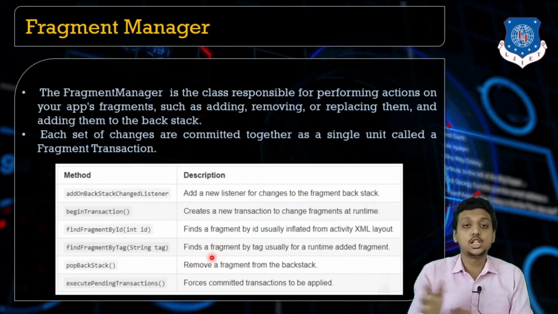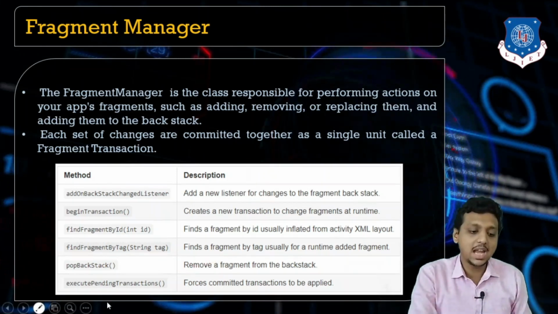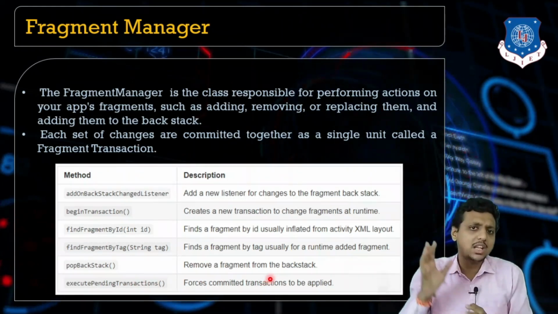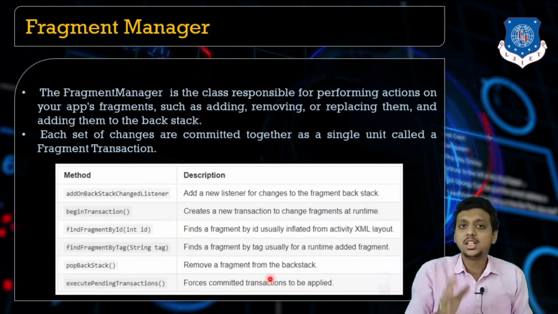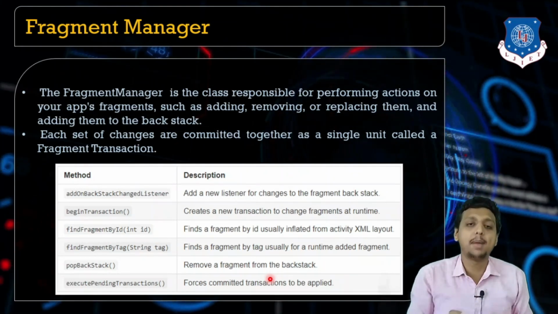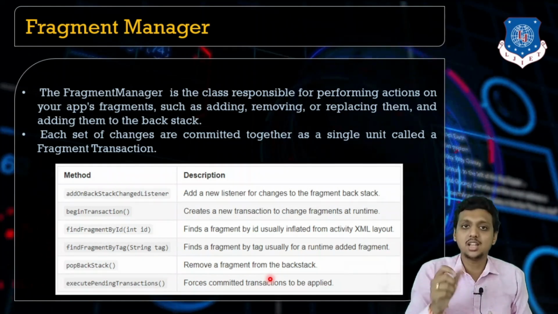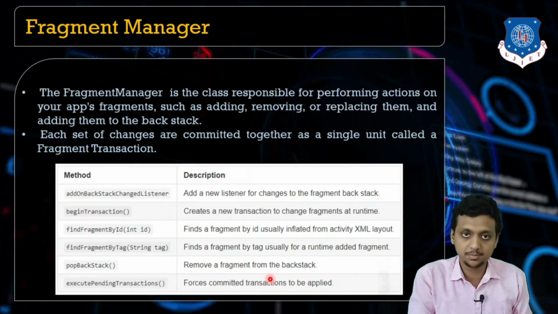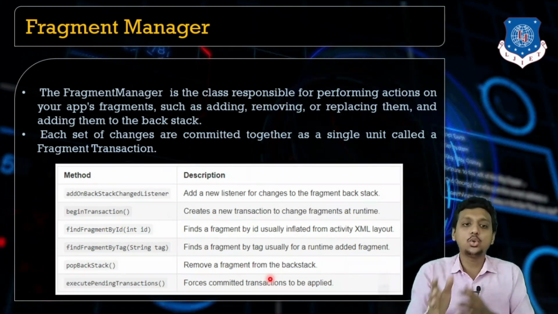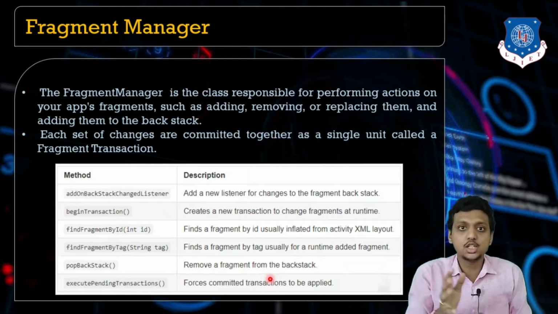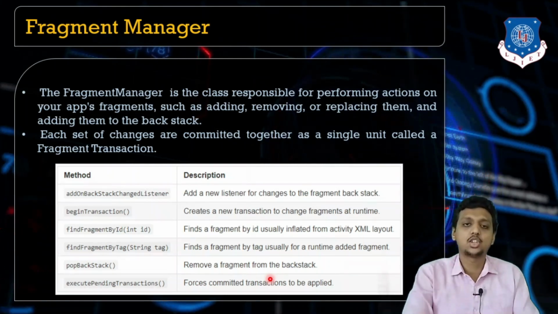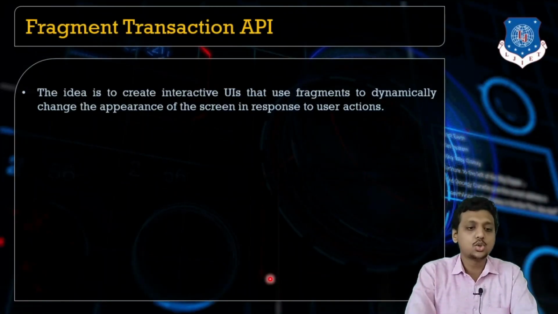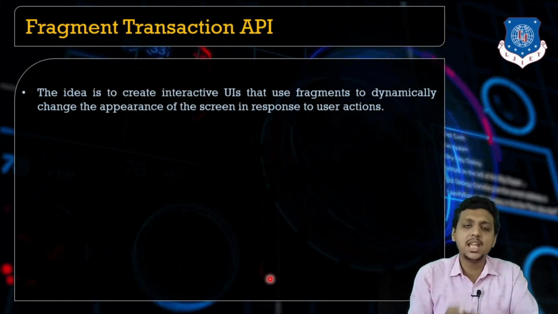Next one is popBackStack. This method is used to remove the fragment from the backstack and execute the pending transaction. What we usually do during the transaction is, after its completion, we should call the commit method, because the commit method confirms that your transaction is successfully completed. So the execute pending transactions method is used to force the commit of the transaction. Next, when we talk about the fragment transaction API, what is our idea behind the fragments?